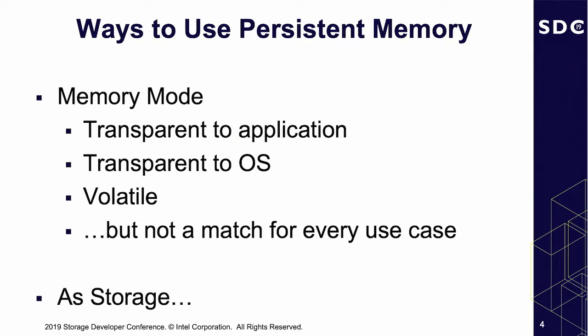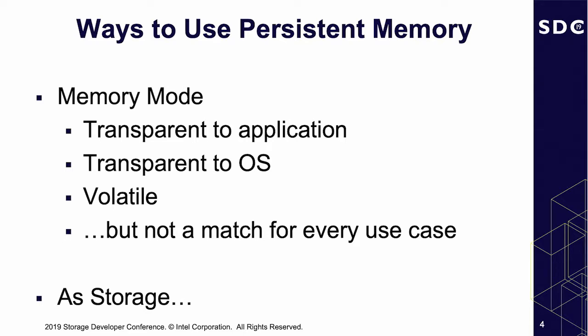That's great. It's transparent. It's a volatile mode. There's nothing persistent about this mode. And it's, quite frankly, cool, but it's not a match for every use case. It's a match if you're trying to save cost on DRAM, right? If you need a system with a lot of DRAM in it, and you're saying, well, how can I build that system more cheaply, rip out a bunch of the DRAM and put in the Optane stuff, that's great. But that's just one use case.